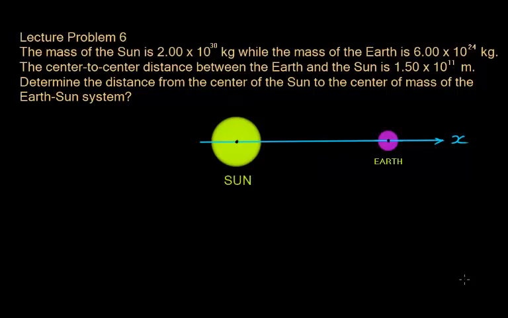Lecture problem 6. The mass of the Sun is equal to 2.0 times 10 to the power of 30 kilograms, while the mass of the Earth is equal to 6.0 times 10 to the power of 24 kilograms. The center-to-center distance between the Earth and the Sun is equal to 1.50 times 10 to the power of 11 meters. Determine the distance from the center of the Sun to the center of mass of the Earth-Sun system.